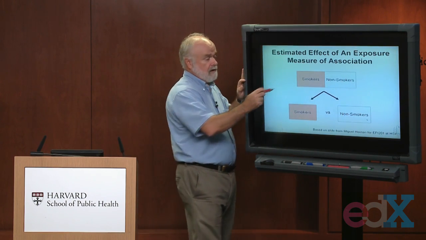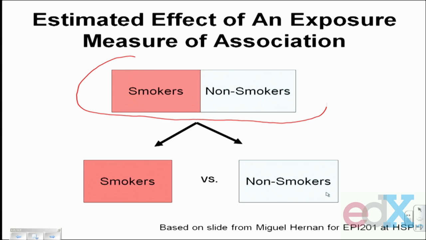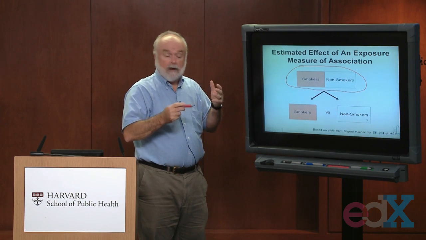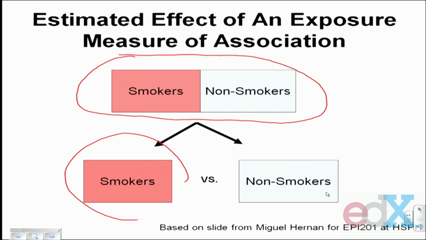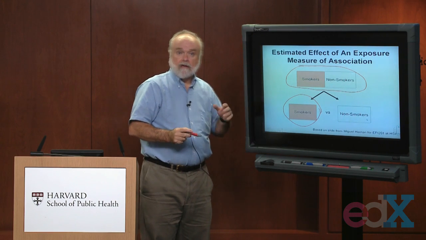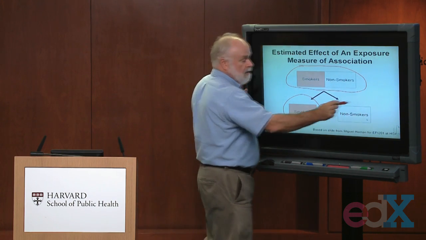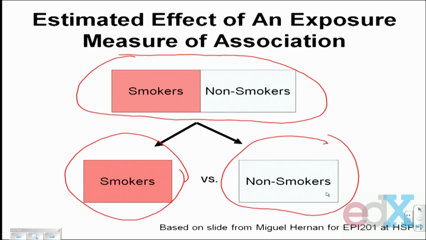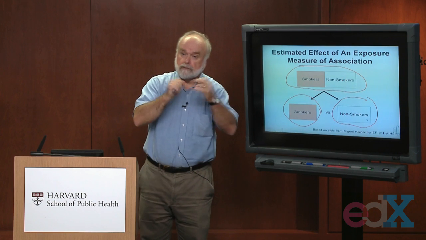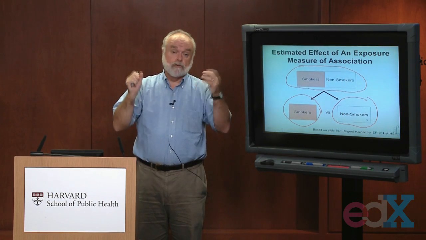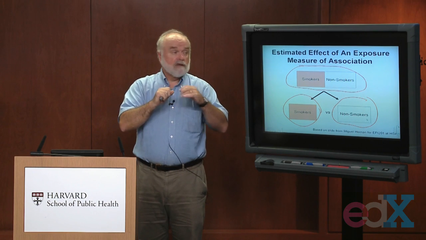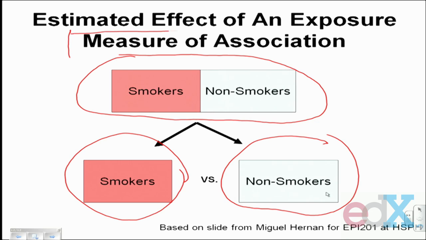Now the problem is I can't do that. What I can do is estimate that causal effect. Because what I can measure is the following. I can go back to my Framingham Heart Study and I know who is a smoker and who is a non-smoker. I can measure how much coronary heart disease occurs just among the subset of smokers. I can measure how much coronary heart disease develops just among the subset of non-smokers, and I can compare those two measures, those two cumulative incidences or those two incidence rates, to come up with a measure of association.